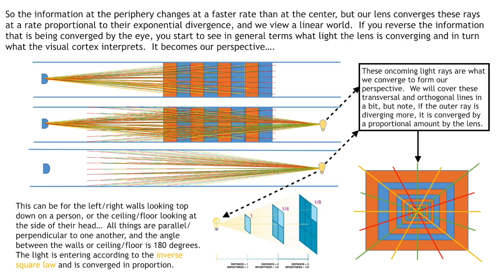So again, these oncoming light rays are what we converge to form that perspective, and we're going to cover that in more detail as we go. But this is kind of a cursory look at our perspective view. We'll cover what these lines represent as we go. There are transversal lines within this; these are the rectangular portions of this view, and the light rays coming off over here, the red and green and yellow radiating light rays, essentially become somewhat orthogonal lines, but we'll cover that as we go.